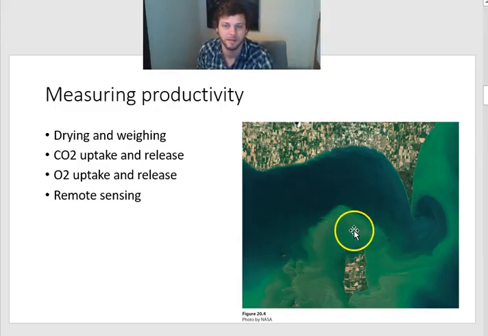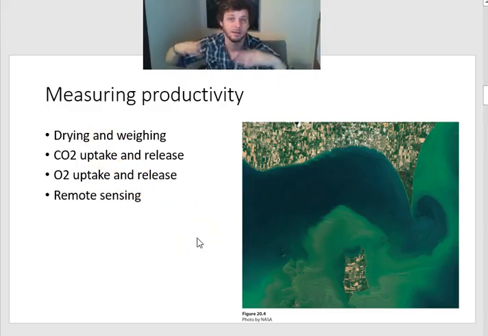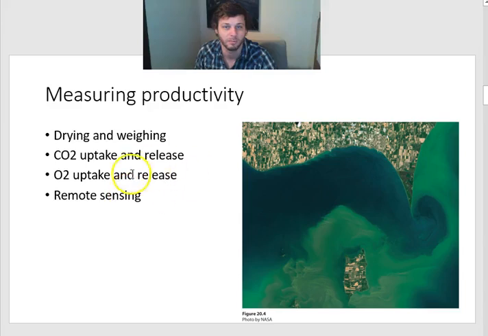And of course, you can get a sample of this and run the CO2 and O2 measurements to get a finer scale. If you know what one can do, and how big one is compared to this, extrapolate out. And you can get a really good idea of the productivity in a large area over time.